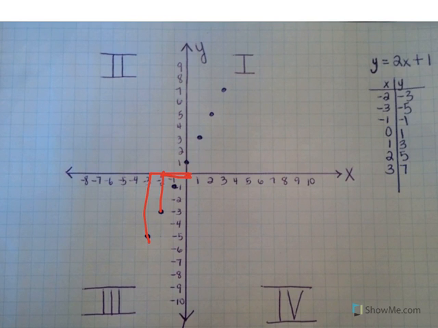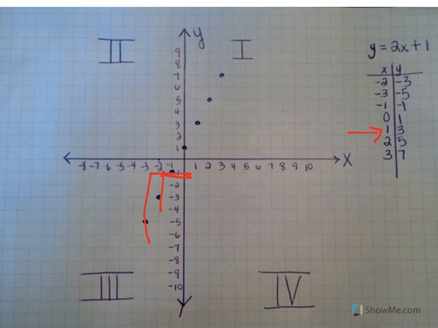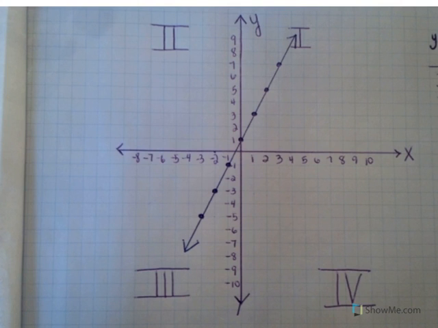Let's take a look at 0, 1. 0, 1 means I'm not going left or right, but I'm going up 1. The next step when making a complete graph after you plot all your points is to connect them with a ruler, and the key here is to make sure that even though this point and this point are the furthest away, that you extend your line past those points to illustrate that your line goes on forever.